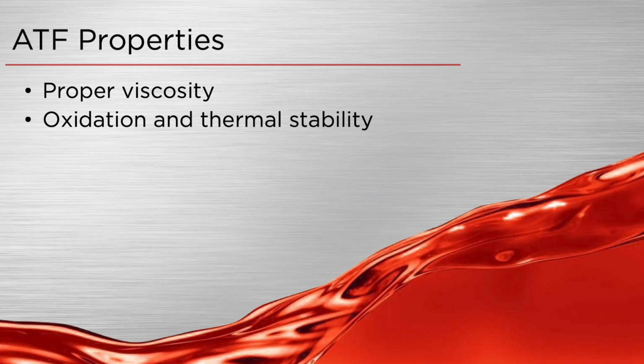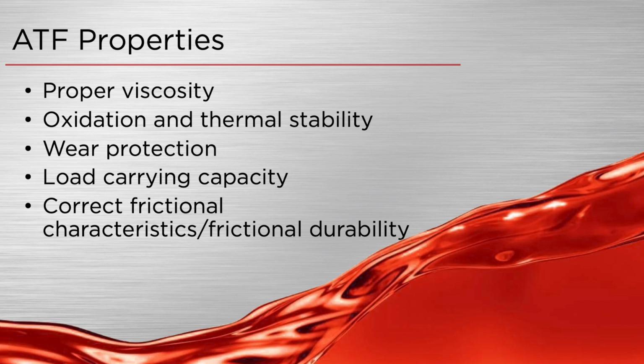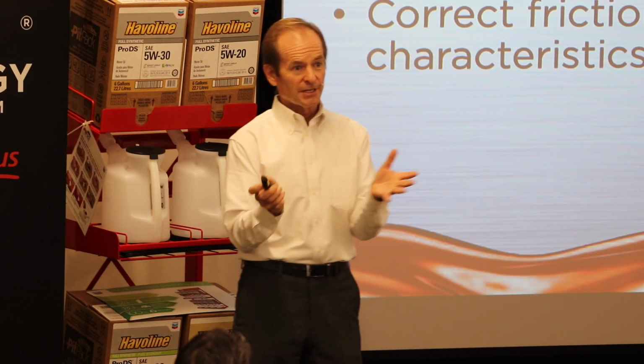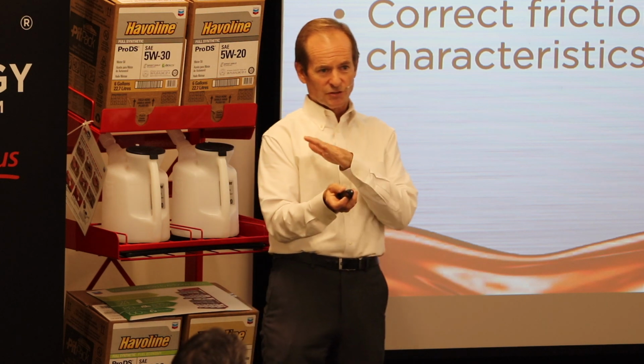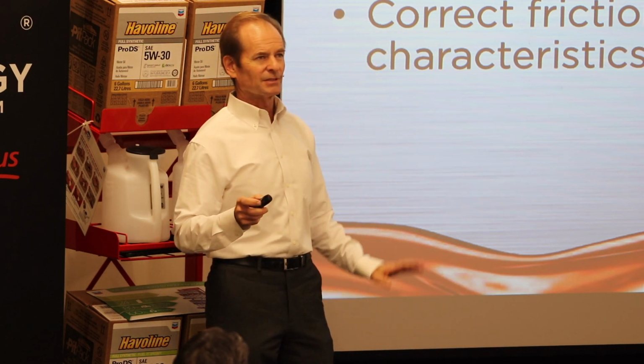Okay? We've got to have a lot of wear protection. We're trying to protect these gears under some pretty harsh and occasionally shock-loaded situations. Got to have a lot of load carrying capability. That also protects the gears. And you have to have the correct frictional characteristics to get the right shift, as well as have that frictional characteristic last a really, really long time. That's a separate formulation problem. You could put in an additive that has it shift great for the first 10,000 miles and then lousy for the next 90,000, but you don't want that.